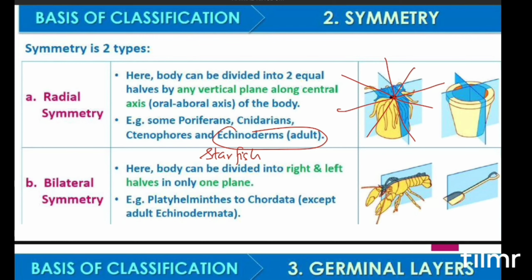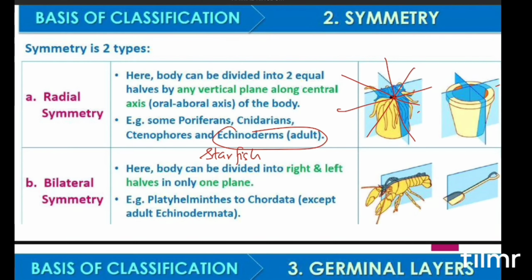That means if you are cutting the organism into two halves, where the axis must pass through the central axis, and you get equal halves, then we will name it as following the radial symmetry, right?